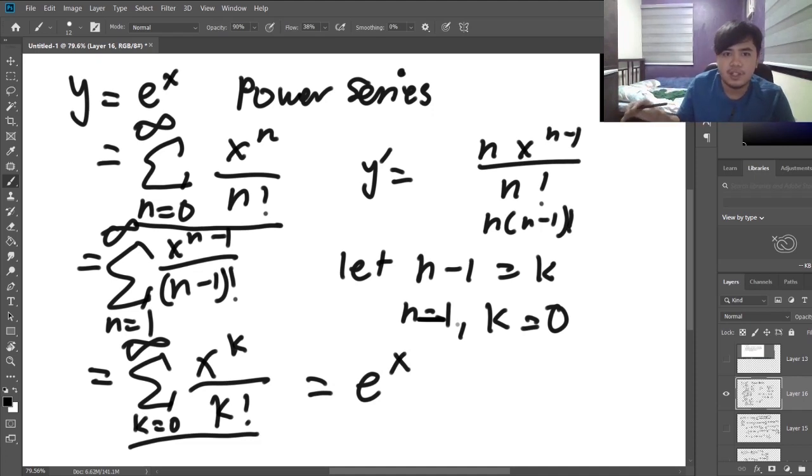So we just proved that the derivative of e to the x is e to the x using the power series representation of e to the x, which is amazing, kind of amazing, you know. So yeah, that's 11 questions done.